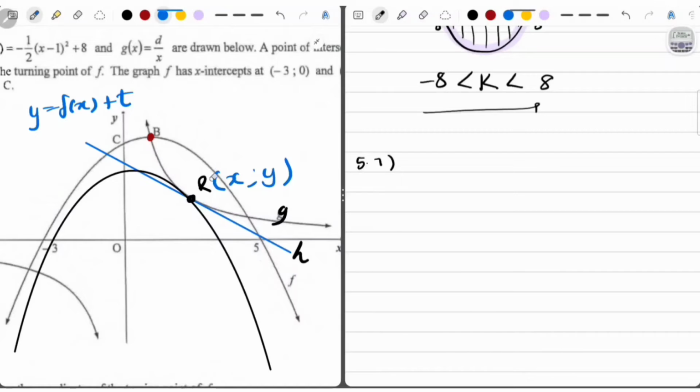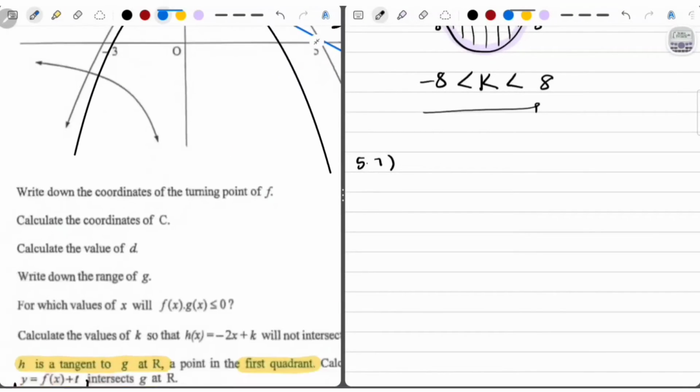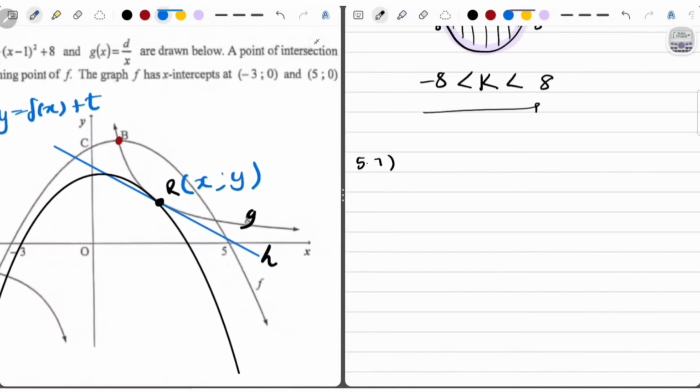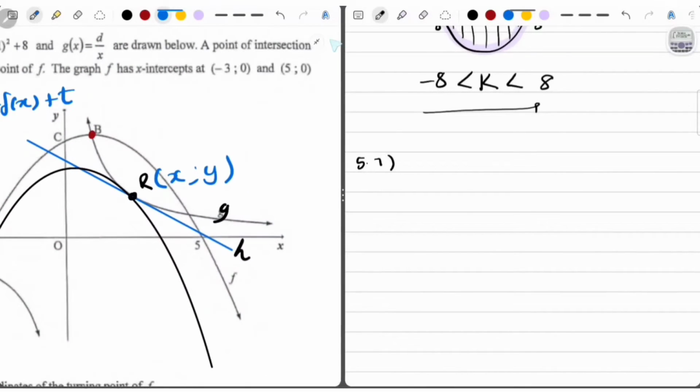So when we find r, we can just take that and substitute it into this equation and we will be able to find t. So the goal here is find r. Okay, how do we find r with the information that we have so far? Well, they told us that h is a tangent to g at r.